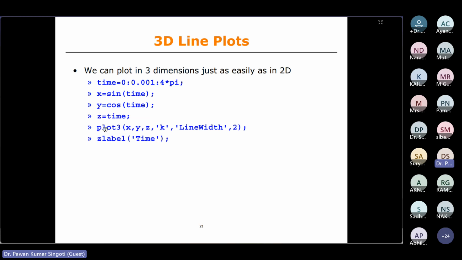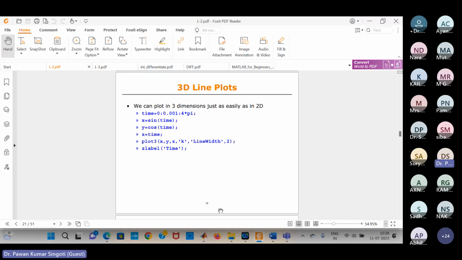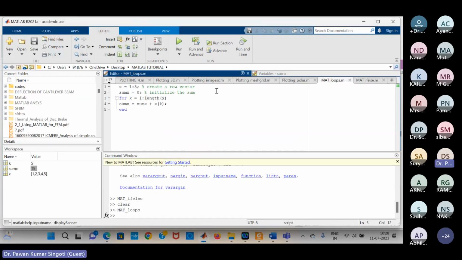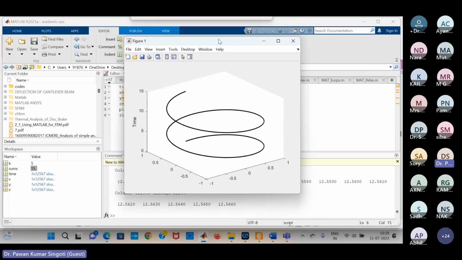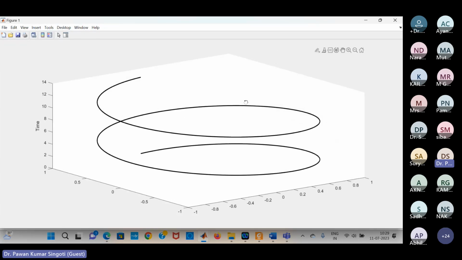So we are going for plot3. I have written it here: time from 0 with an increment of 0.01 up to 4 pi, x is sine time, y is cos time, and then plot3. If I run this, it shows this type of figure.